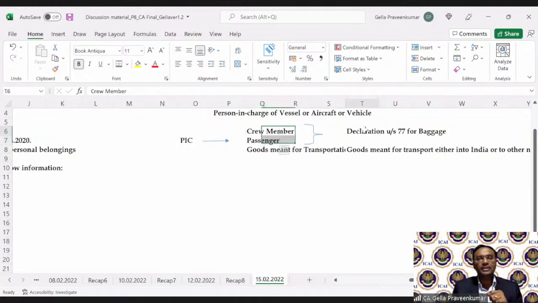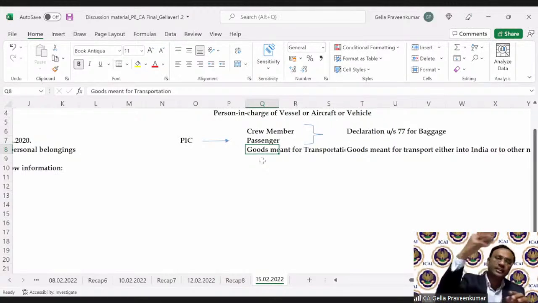For these two, this is the baggage. And for this transport, this is the list of goods. And of these goods, there are few goods which are to be delivered in India, few goods which are to go back out of India. Like, for example, say Singapore Airlines.